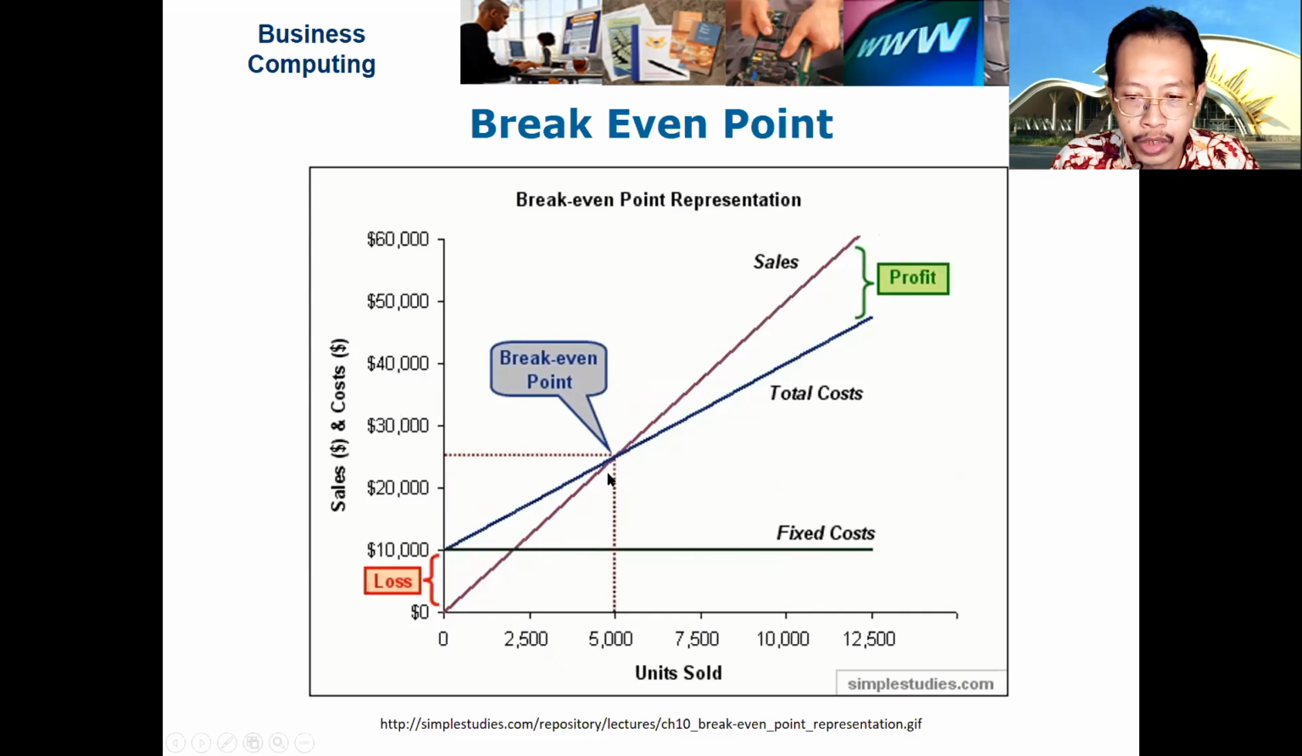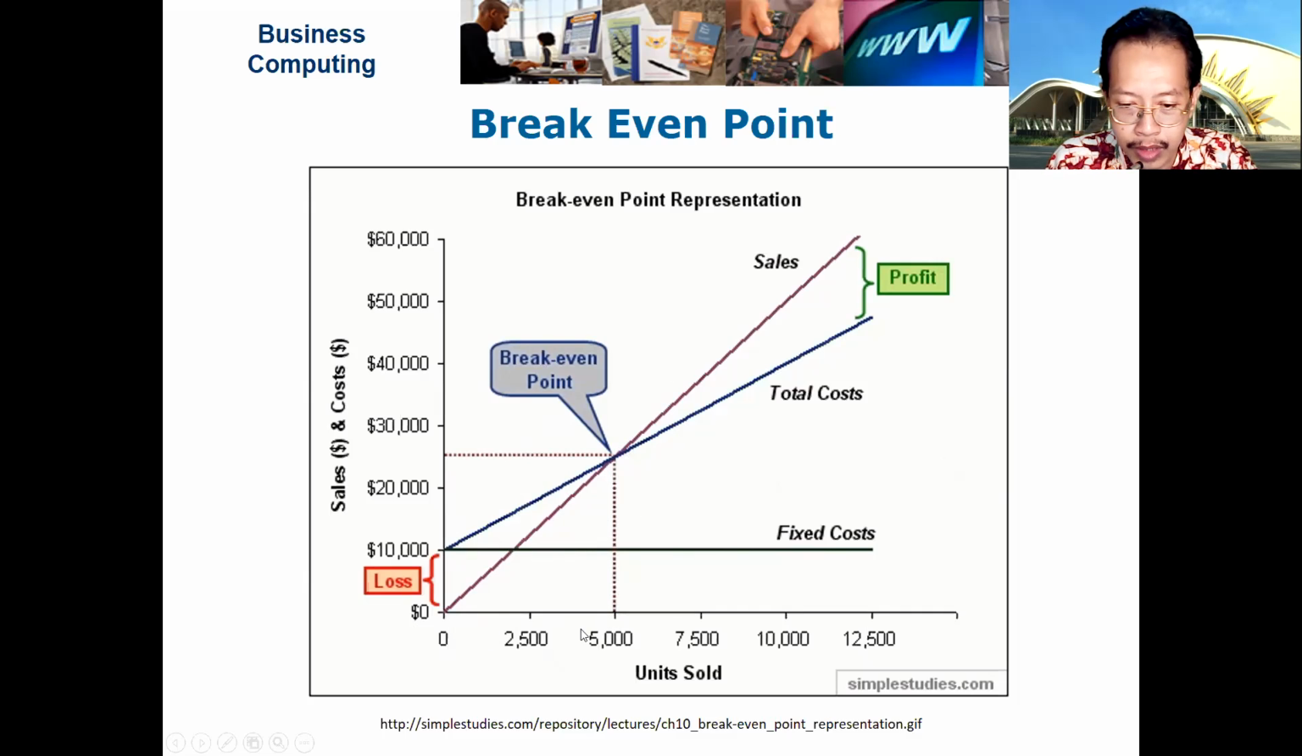Now the difference between cost and sales would be either profit or losses. The break-even point is the point where the total cost would be meeting the total revenue or the total income. Now it's this point, and then if you make it go to the x-axis, this would be the units that are sold. So this means that if you sell 5,000 units, then you would reach the break-even point.